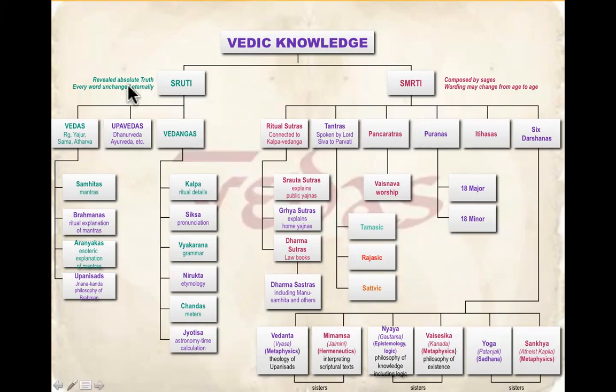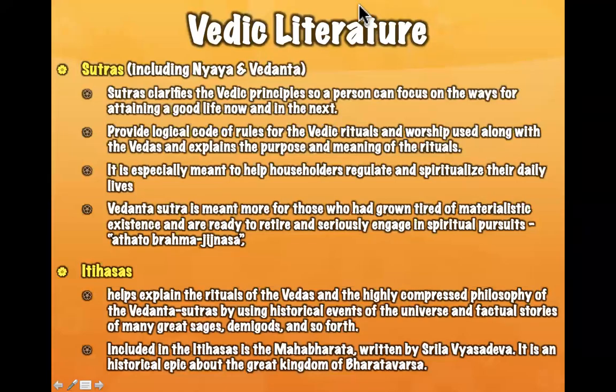Now we want to look at the Smriti side. We've looked at the Shruti side in a little bit of detail. Well, not much, but just a little bit. Now we want to look at the Smriti side. What is there which can help us in our spiritual advancement? Firstly, there are the Sutras, including Nyaya and Vedanta. Sutras clarify the Vedic principles so that a person can focus on the ways for attaining a good life now and in the next life.